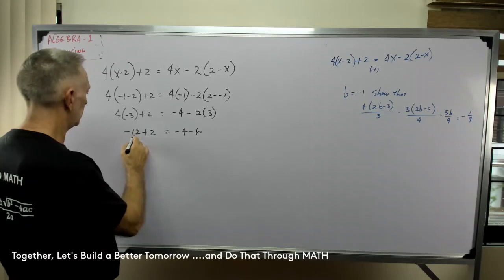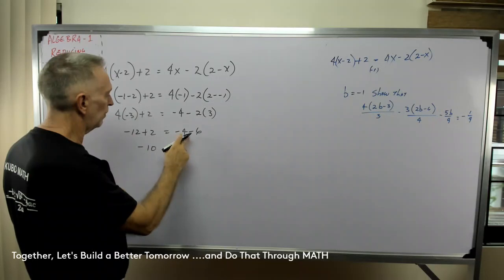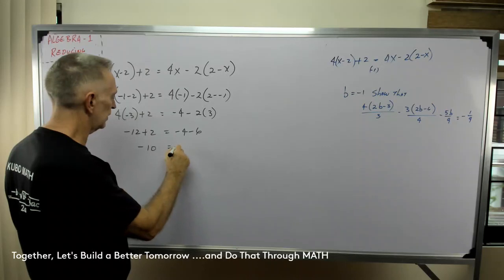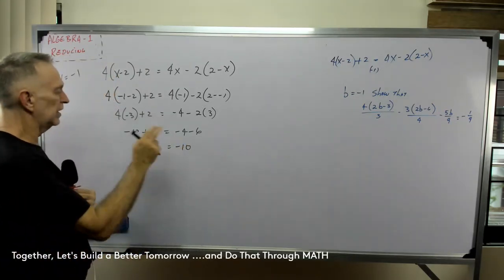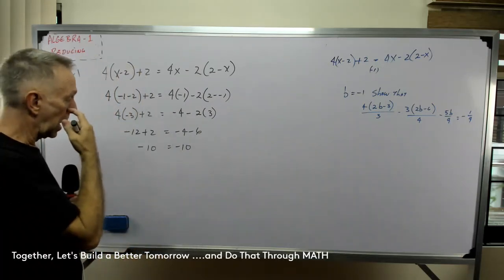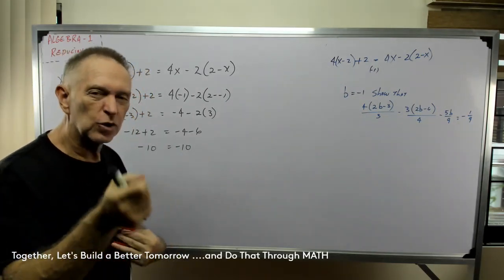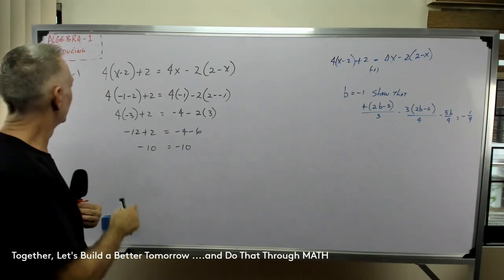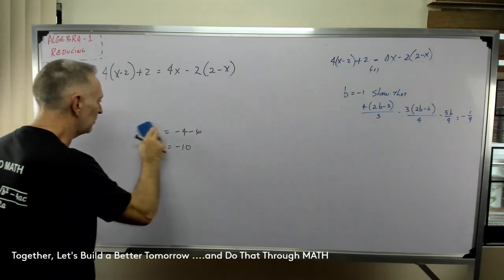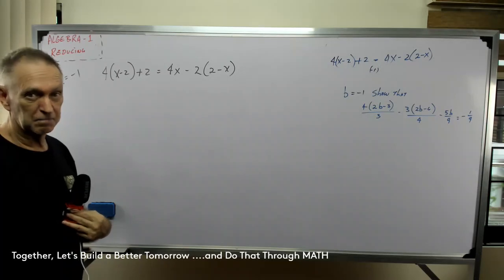Well, -12 plus 2 is -10. A -4 minus a positive is plus a -6. So minus 4 plus a -6 is minus 10. So -10 equals -10. Okay, that says that x equals -1 is in fact a solution. But couldn't we have done that a different way? Yes. Okay. Why not have a little fun with this and just solve for x?